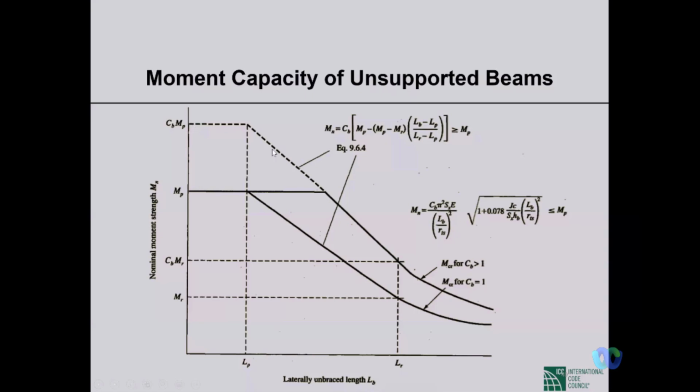And in between these two, the plastic moment capacity and this elastic lateral torsional buckling moment capacity, we can just linearly interpolate. And the formula shown at the top is nothing but a linear interpolation between these two points.